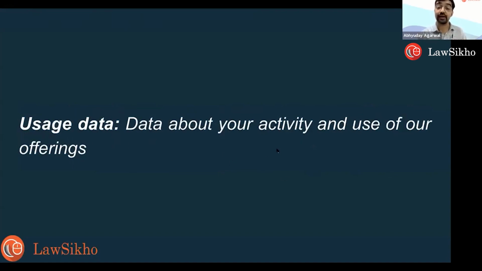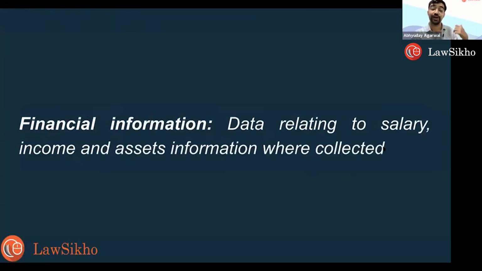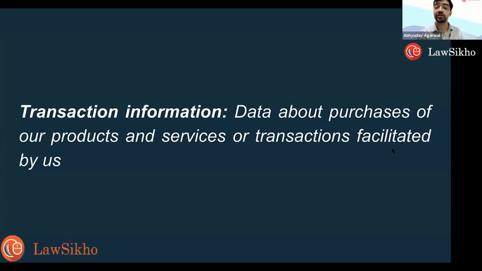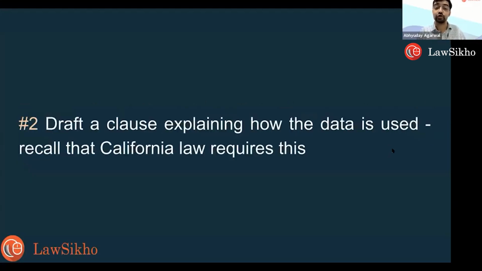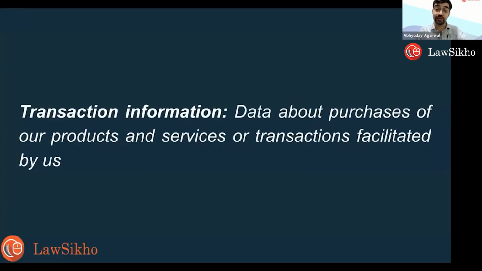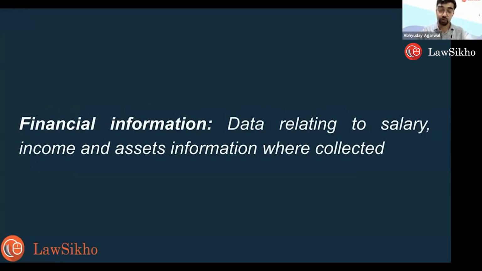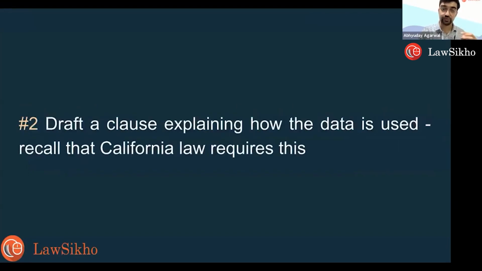Usage data about your activity and use of our offerings. These things need to be explained. You can't just stop at usage data. Financial information, data relating to salary, income, and assets information we collected. If they collect this, then they will say that we will use this. Otherwise, they'll say we'll only take your card details. Transactional information is information about what product, what service you purchased and when. So this is basically the clause. If you go one by one, these are lines of the clause. Usage data, these are bullet points and lines of the clause.